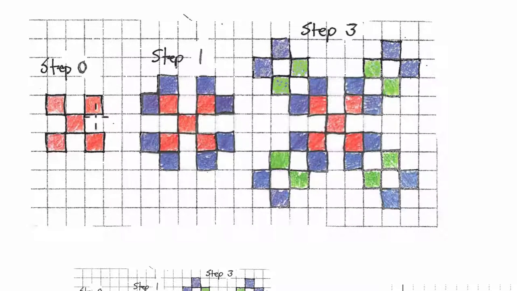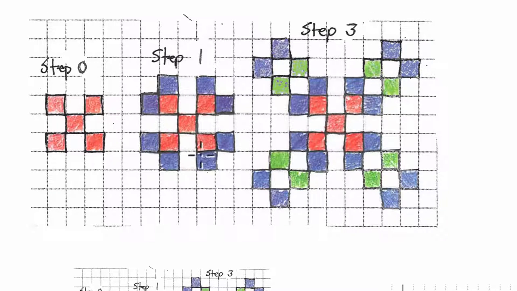Hello and welcome. In this video, we're going to analyze this pattern that you see here. We're going to look at these individual squares, which we'll call pixels, and we'll see how they grow over time to predict what this shape would look like in step 100.